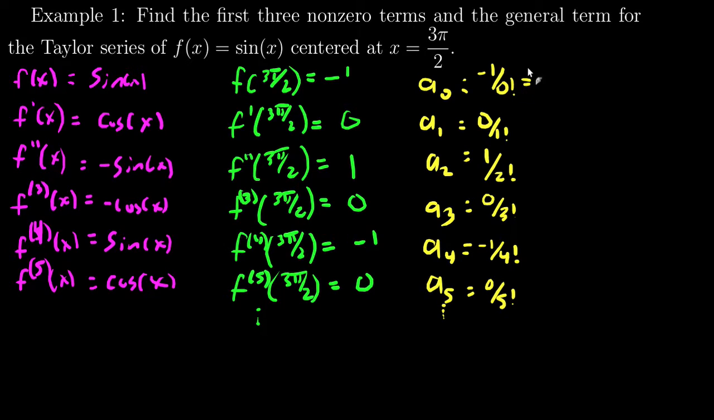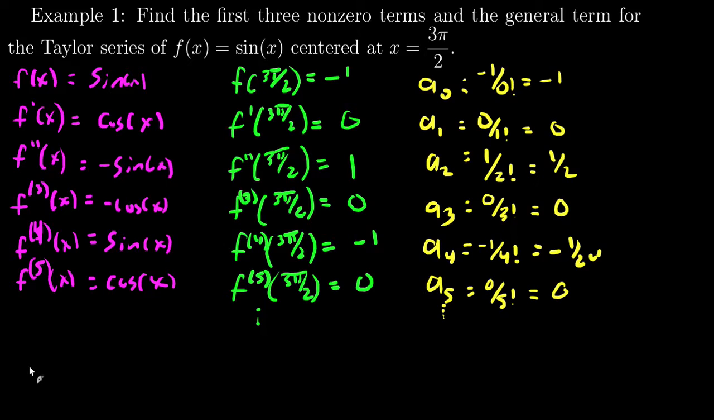0 factorial is 1, so that's negative 1. 1 factorial is 1, so this is 0. 2 factorial is 2, so this is 1 half. 3 factorial is 6, so that's 0. 4 factorial is 24, so that's negative 1 24th. 5 factorial is 120, so that is 0. And I can see the first three non-zero terms and the general term for the series.